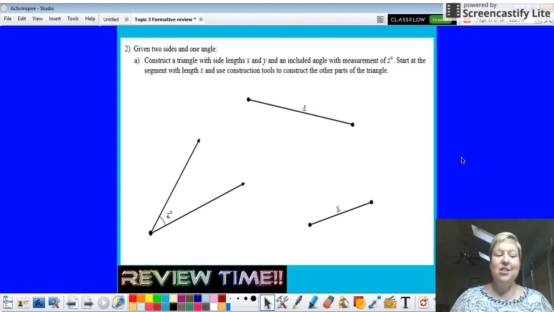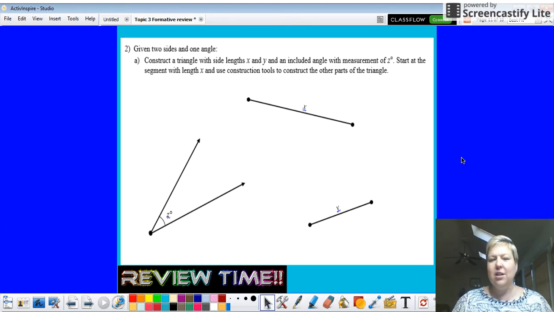So you were asked to construct a triangle with side lengths x and y and an included angle with the measurement of angle z. So remember, this is one of the criteria for proving triangles congruent. The only way that we know that this triangle will be unique to another that's made is if the side and the other side sandwich that angle in. So that angle is being included between the sides.